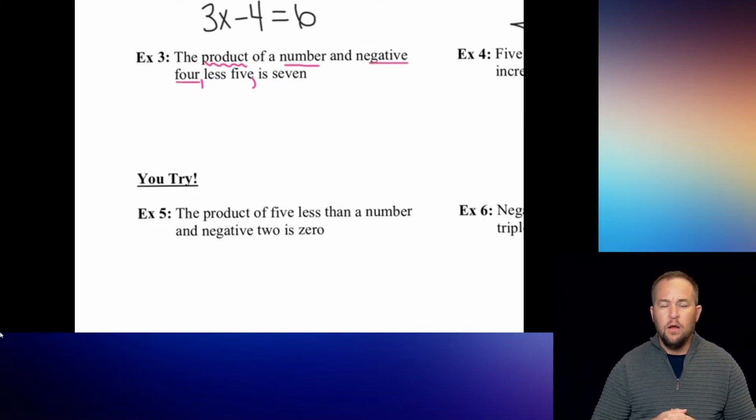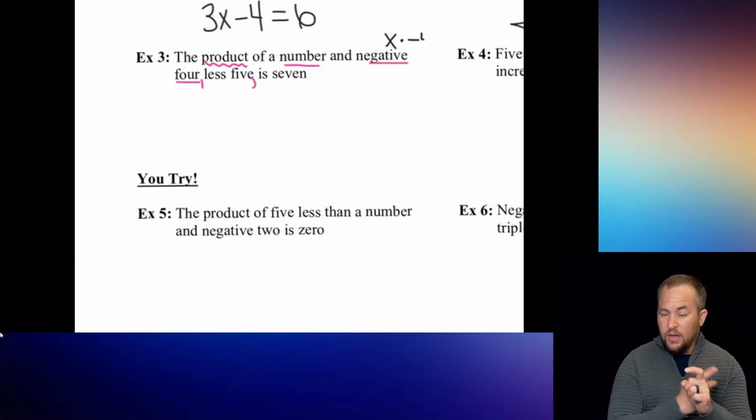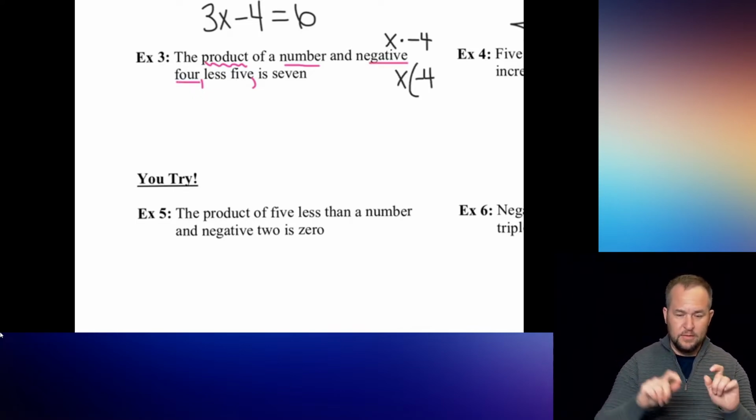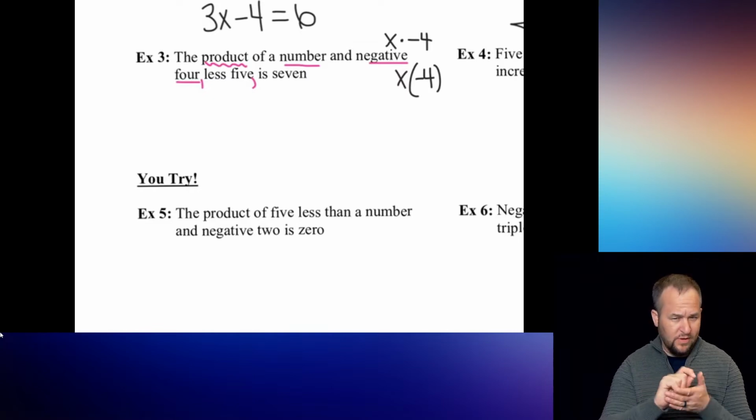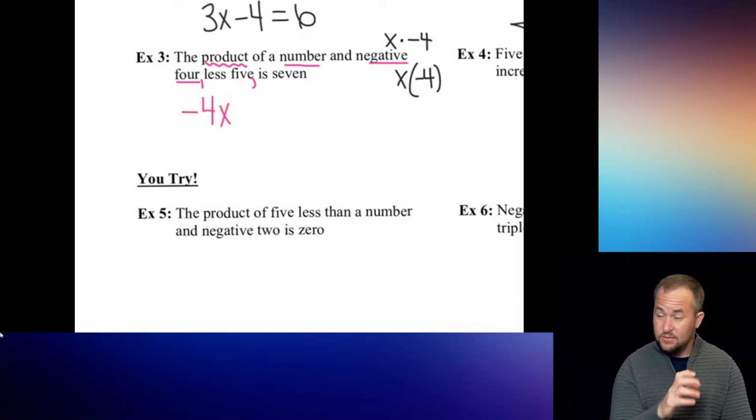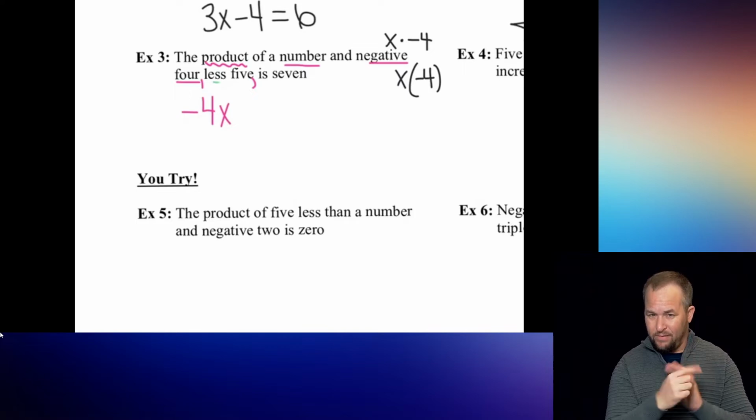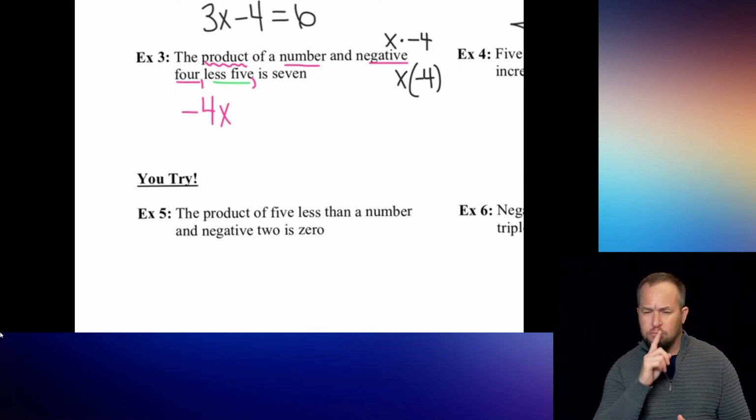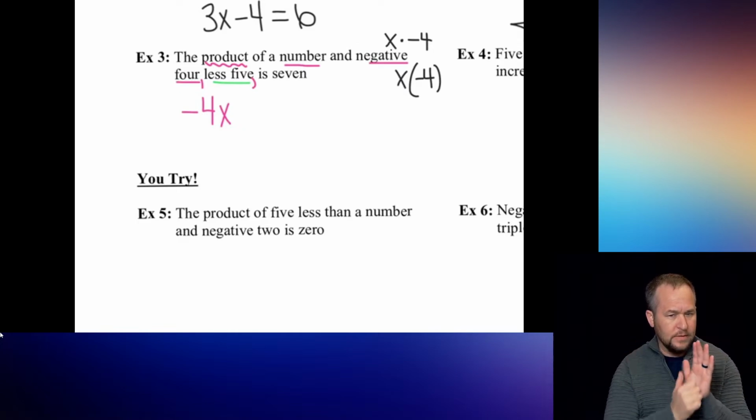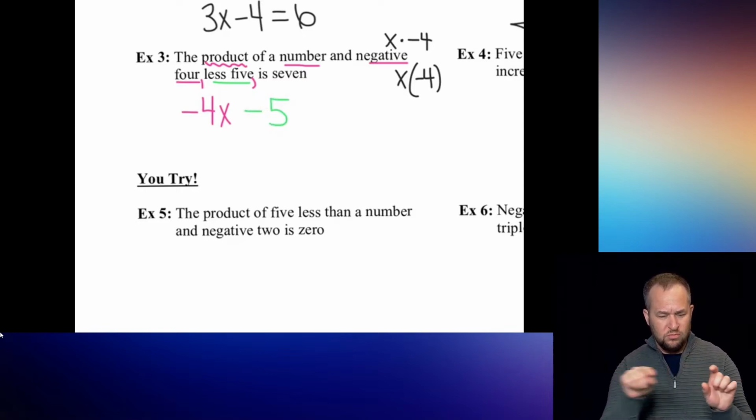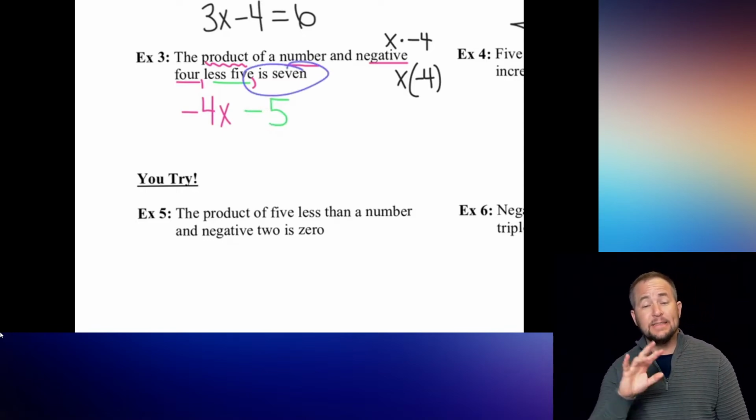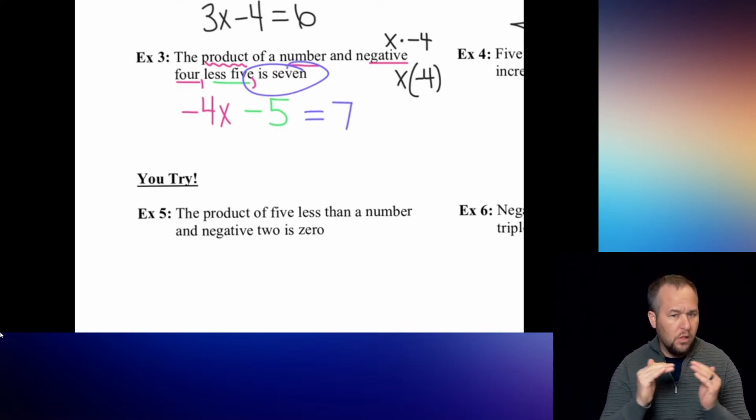So that could be written a few ways. X times negative 4. That could also be X parentheses negative 4. But even better than both of those would be to have that coefficient, remember that vocabulary word from last chapter, that coefficient to be written first. So I'm going to write that as negative 4x, because that's the product of a number and negative 4 with that coefficient first. And then less 5. Well, that just really means that I'm taking away 5. And I've also written that word less up above in that subtraction column so that you could see this. So minus 5, and that whole thing is 7. And we know, remember, is that equal sign and the number 7.